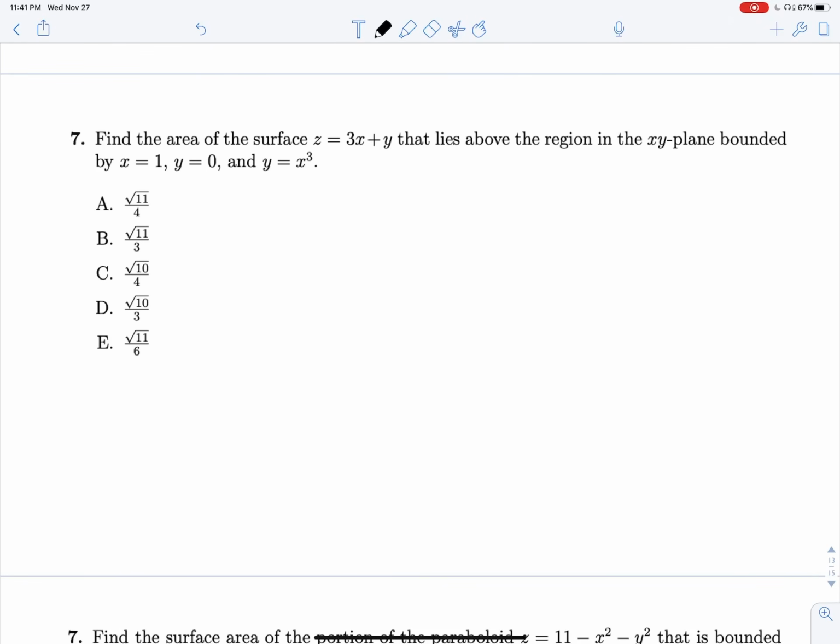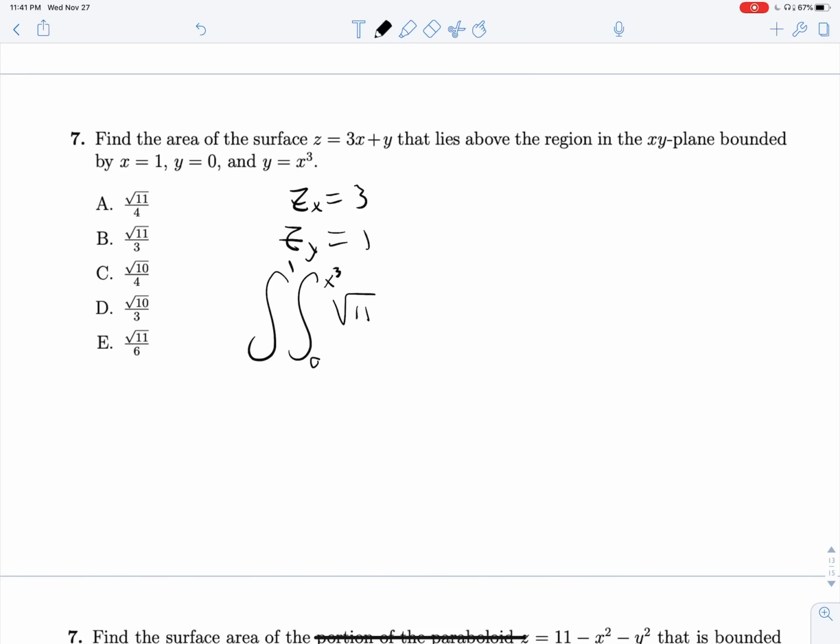Okay, here we go. Another one. Zx is going to be 3. Zy is going to be 1. So this is going to be root 3 squared plus 1, or root 11. And we are going to be looking at the shadow. Oh, okay, above the xy plane bounded by these. So we have two nice bounds on y. Y is equal to 0 and y is equal to x cubed, and we have x equal to 1.